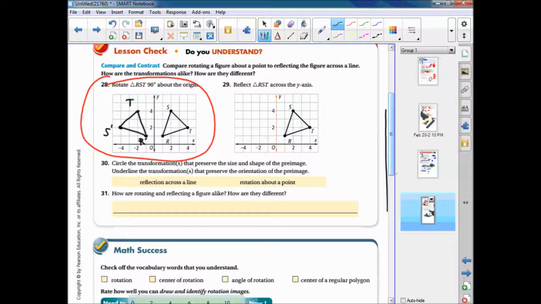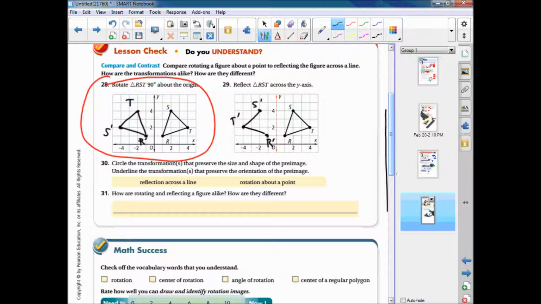This is a much easier job to do. So R prime will be right here, one distance away from the line of reflection, just like R was. S prime will be right here. This was a distance of 2 from the line of reflection to S. So S prime will be here. And T prime will be, let's see, 1, 2, 3, 4 away. So 1, 2, 3, 4.